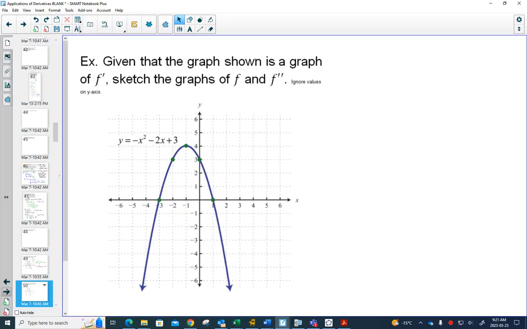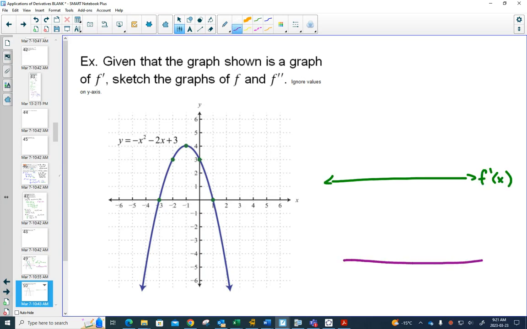Okay, let's look at the second one. This time, this graph is the derivative graph. Again, off to the side, I'm going to draw my number lines to see what I know of them.